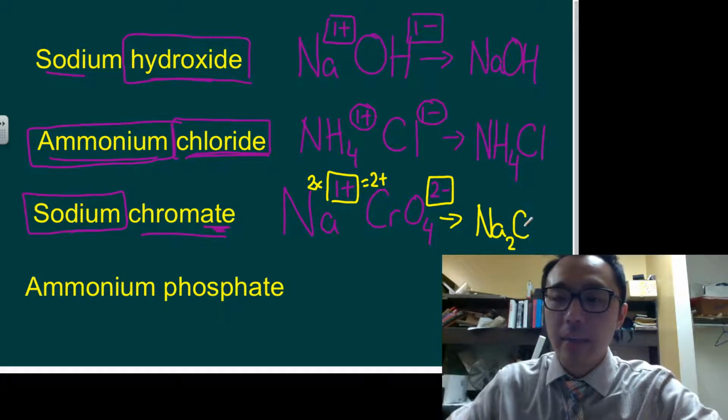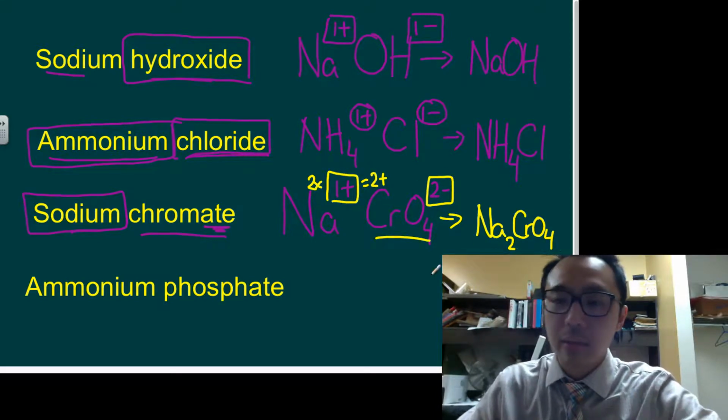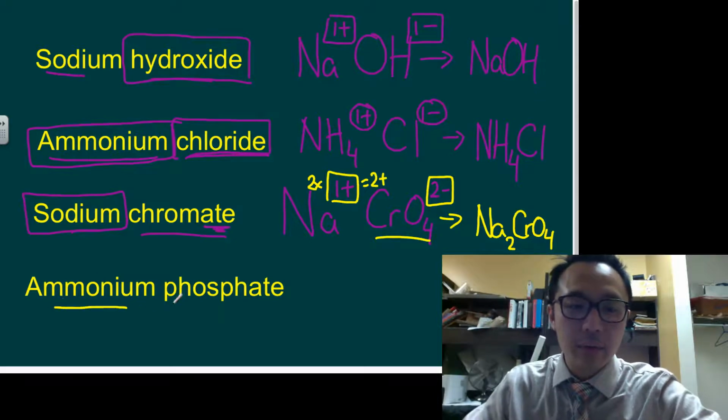And then how many chromates do I need? I just need 1, because your 2- is going to cancel out with the 2 positive. So that's my ratio. And last one is ammonium phosphate.